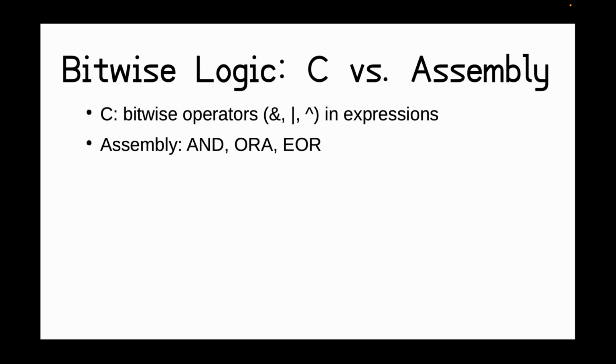A bitwise AND will let you select specific bits to clear, a bitwise OR will let you select specific bits to set, and a bitwise exclusive OR will let you select specific bits to flip from 0 to 1 or vice versa. In the previous episode, we saw how we were able to convert binary numbers to PETSCII characters by setting a couple of bits with the ORA instruction.